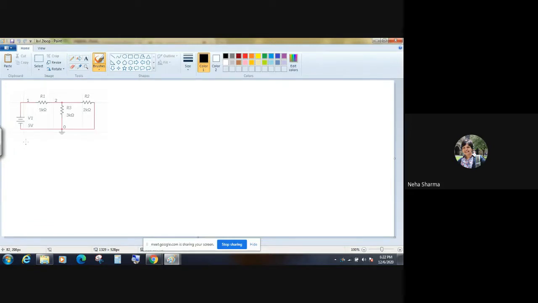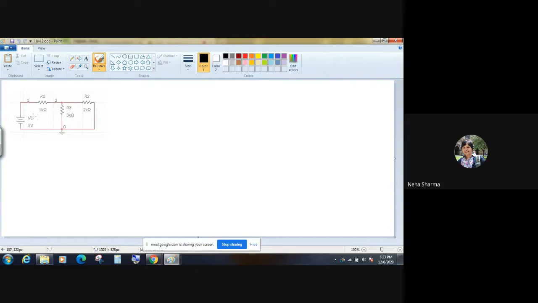When we have to do it using mesh analysis, we have to see how many loops are there in the given circuit. If I look at the given circuit, there are actually two individual loops, loop 1 and loop 2. At the same time, there's a third loop, where we take this as one whole loop. But while solving mesh analysis, we consider individual loops.